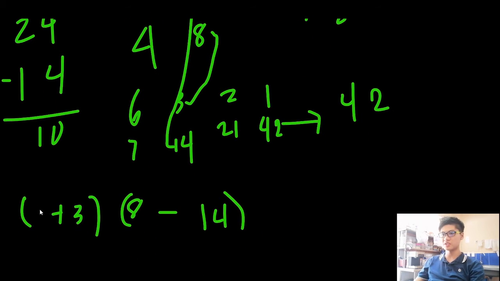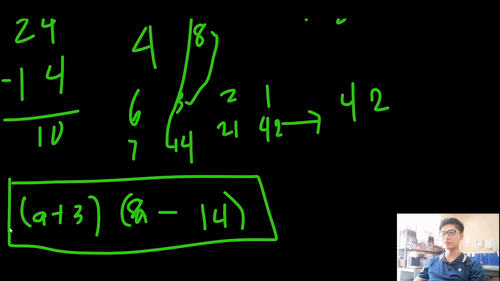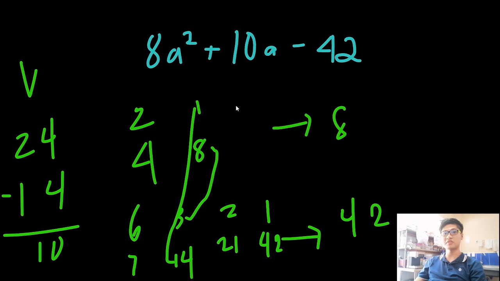Instead of 1, this is just going to be letter A. And then for 8, we'll also be having that letter A. Okay, so our answer then is 8a plus 3 multiplied by the quantity of 8a minus 14. And this is another factor of this perfect square trinomial.